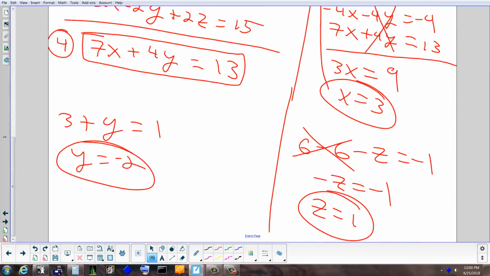So tomorrow I'll show you a little bit better system for solving something like this, a little more organized. Some people like this better, some people like what I'm going to show you tomorrow better. It's up to you which one you use on the test.